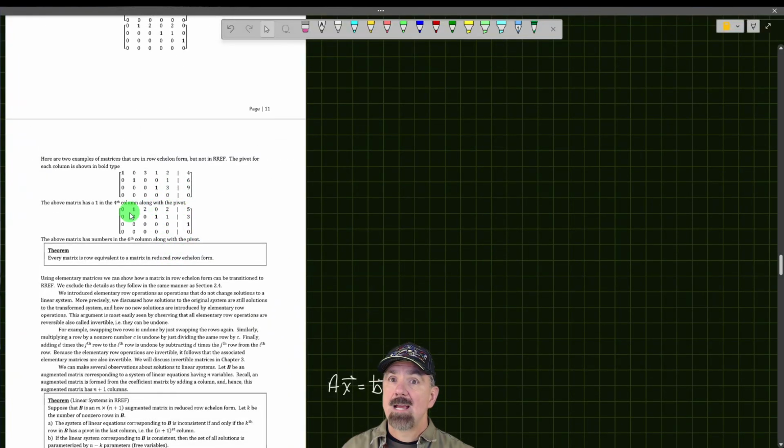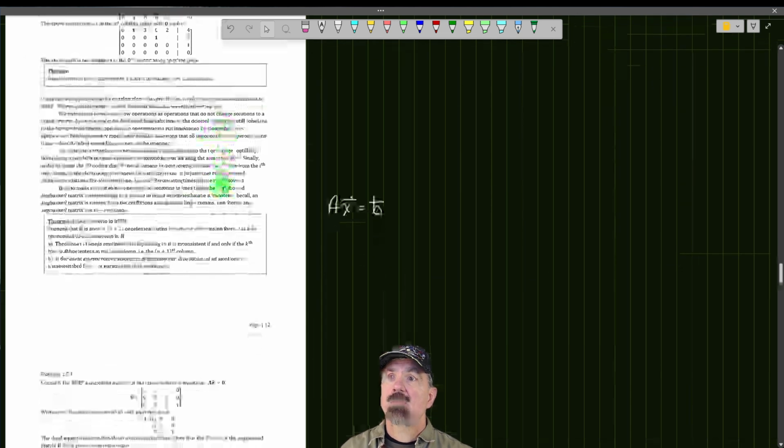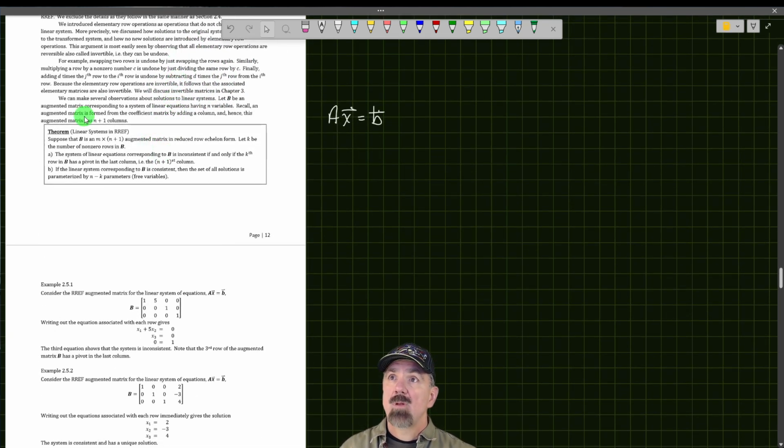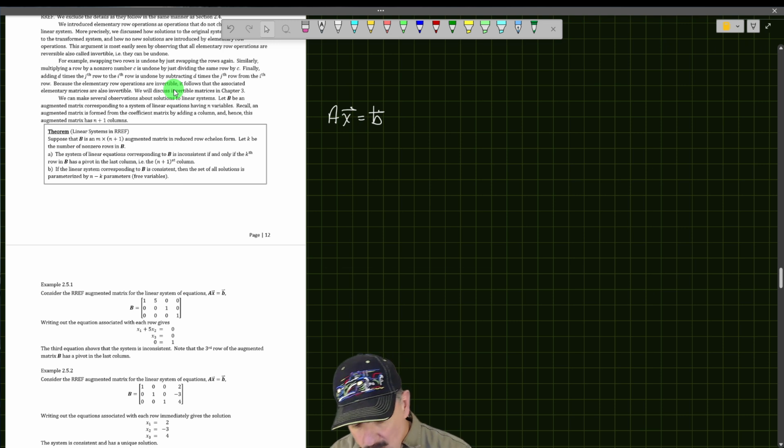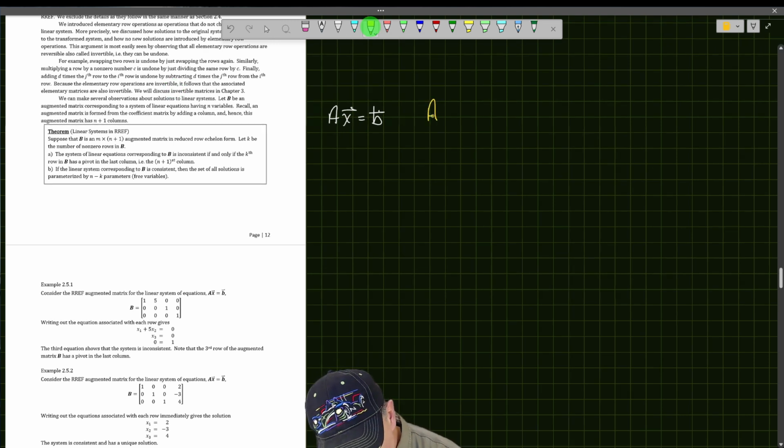So here are some examples where we don't have that satisfied. For example, here's a leading 1, but there's still a 1 in the column above that. Similarly, here we have a leading 1, but we haven't eliminated back up yet. So we have to eliminate in both directions. Let's talk about how this applies to our system of equations, right? That's really where we want to go. We're talking today in general. A is m by n.